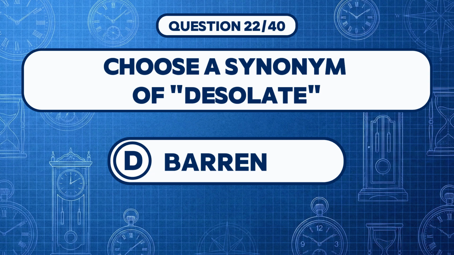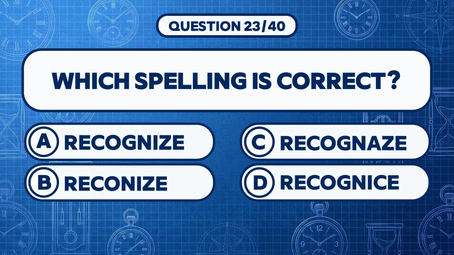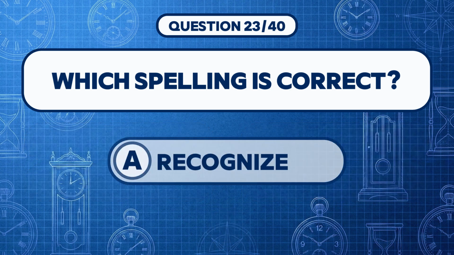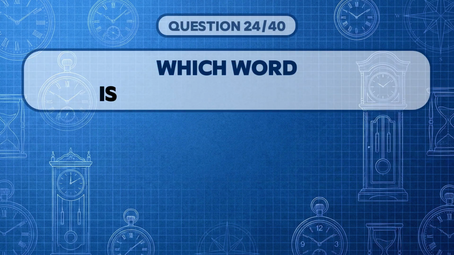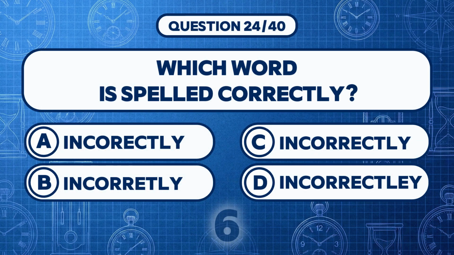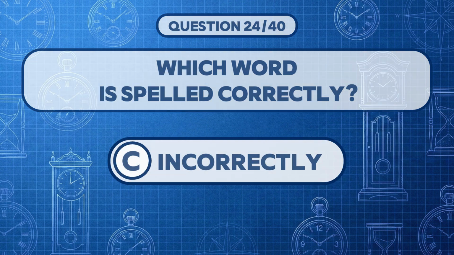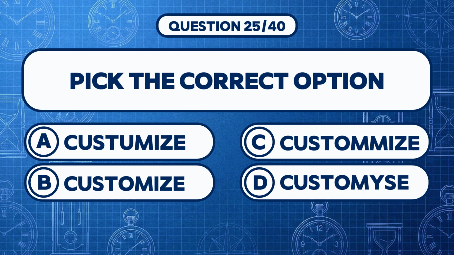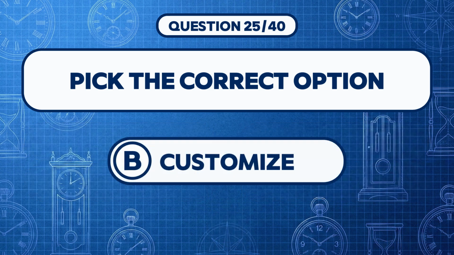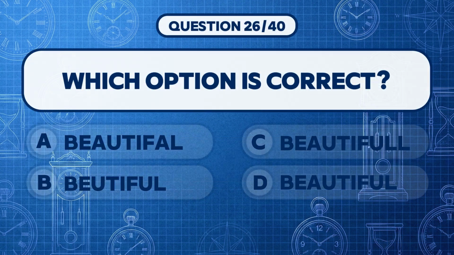Answer D, barren. Which spelling is correct? Answer A, recognize. Which word is spelled correctly? Answer C, incorrectly. Pick the correct option. Answer B, customize. Which option is correct?